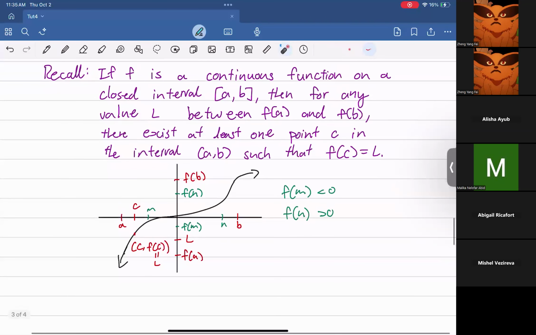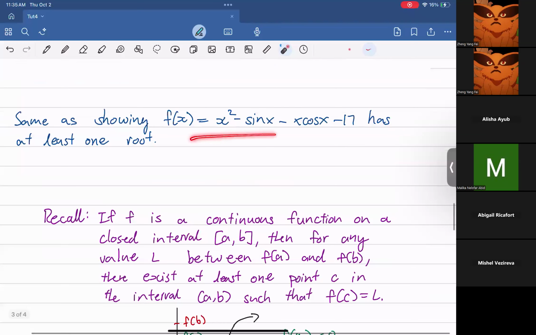So basically, the function is continuous. You can find one value that is negative and then another that is positive, which means that your function must have traveled across this line y equals 0 at some point. So therefore, this thing must have at least one root.